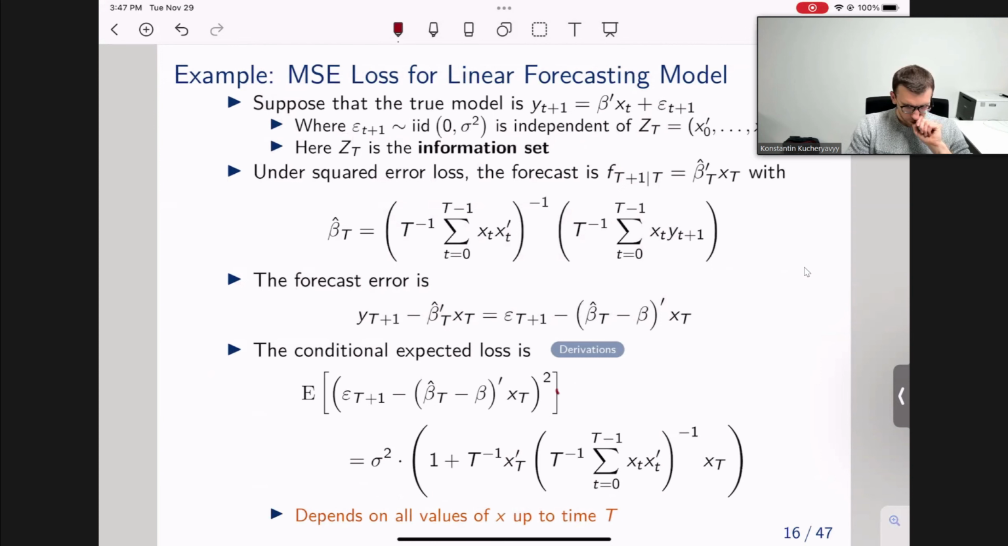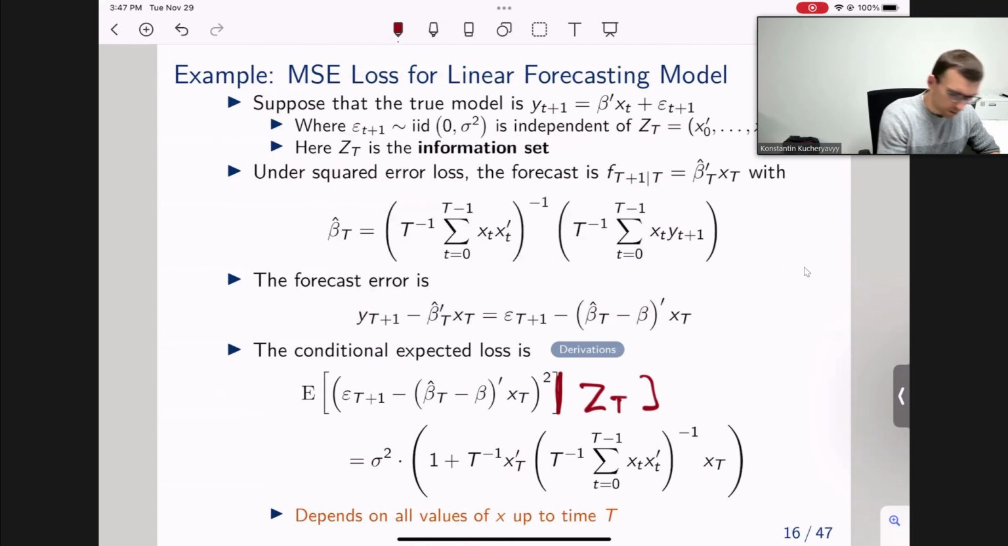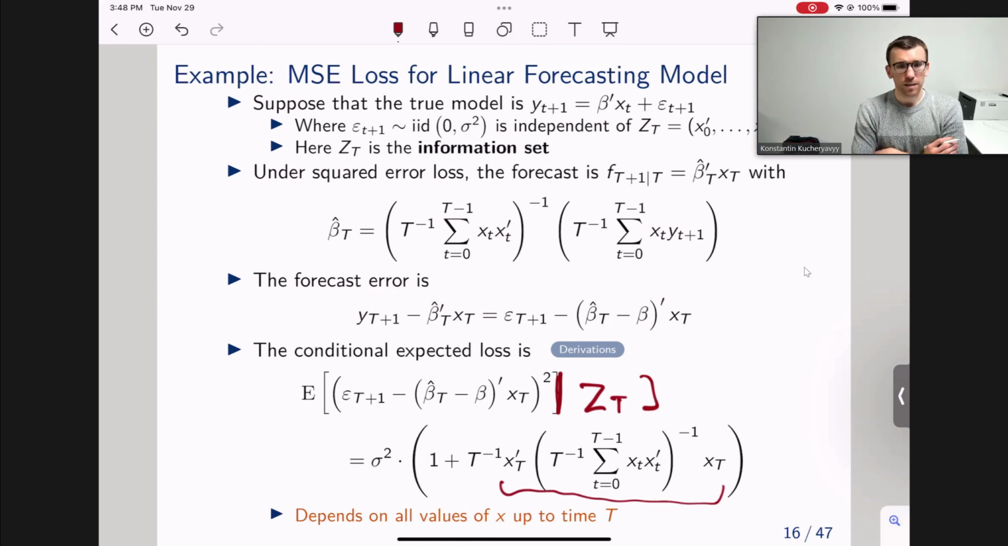the conditional expected loss, given Z_T, is... I have a typo here. So the conditional expected loss depends on the whole data set. And in this sense, we are not averaging out the data up until time t when we are making the forecast.